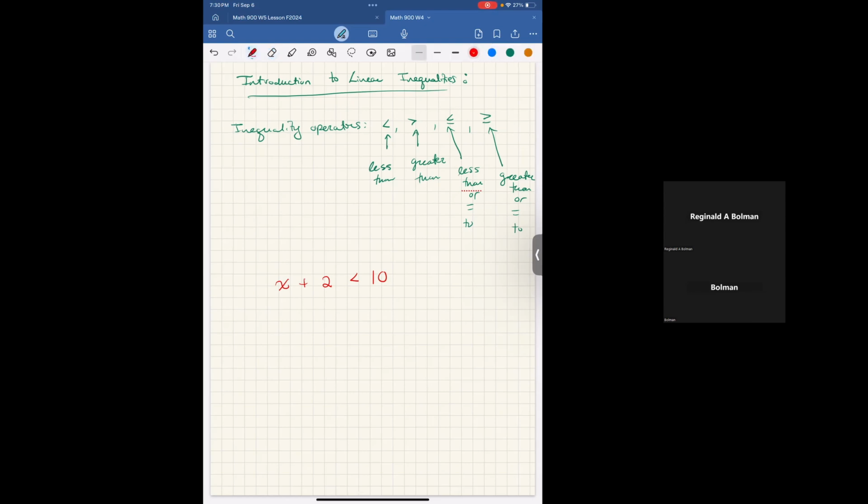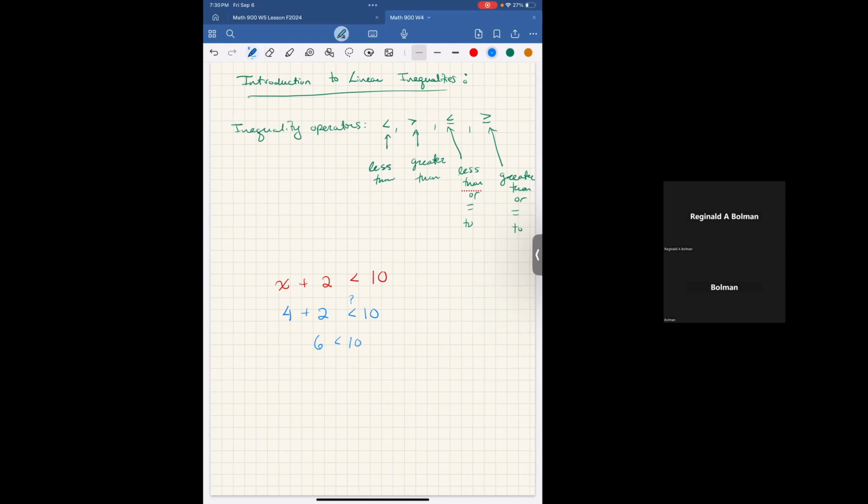So just as an example of this, you can think to yourself, well, what could possibly be plugged in for x? And you might think, well, what about the number 4? If we substitute 4 in for x, and we ask ourselves, does the inequality hold? You might say, yes, 4 plus 2 gives you 6. 6 is absolutely less than 10.